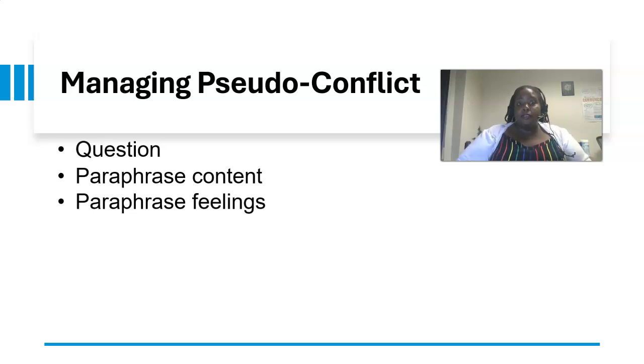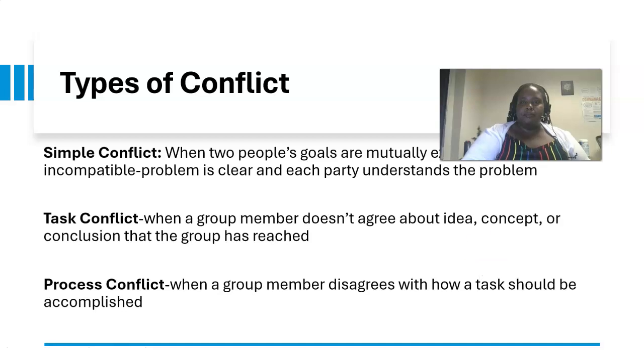Then paraphrase feelings. Sometimes it's not just about the content of the interaction, but the emotions and feelings that are going along with it. So you can say, hey, do you feel angry about this? Do you feel sad about this? Do you feel annoyed about this? And they can confirm or deny their feelings.